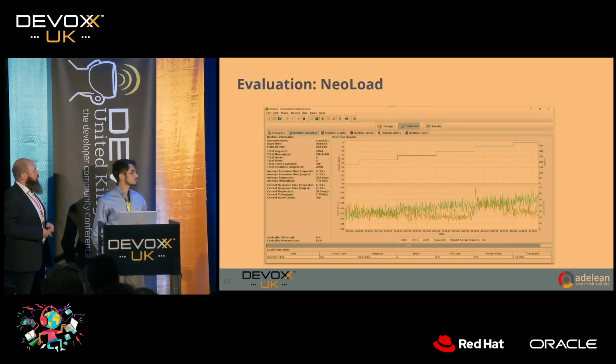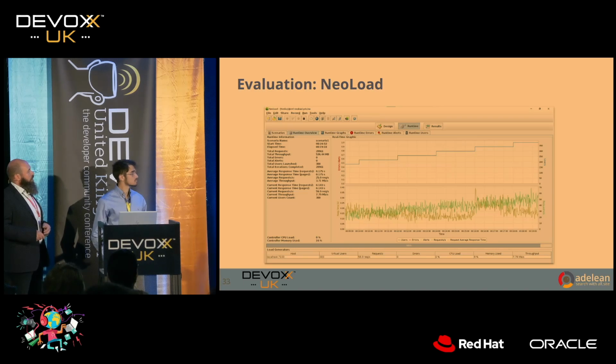Just a screenshot of the Neoload evaluation. What we did here, and that was the confirmation that our performances are good and are stable. On top here, you have the number of users. So we started with 100, and then on several thresholds of 20 or 50 users more, up to 400 users.